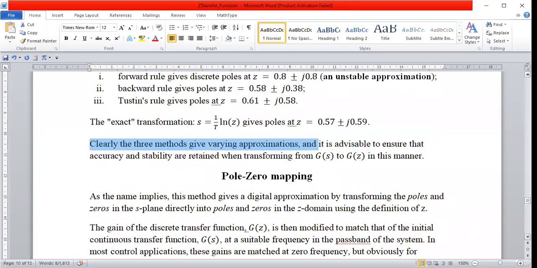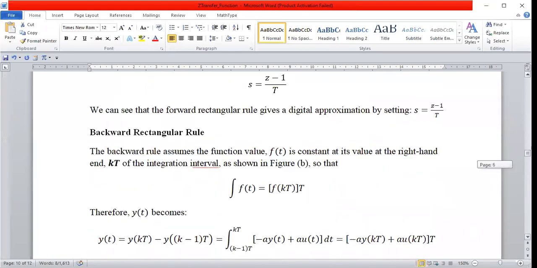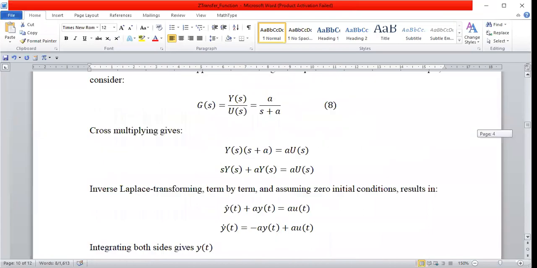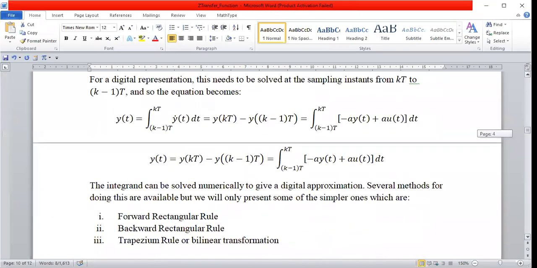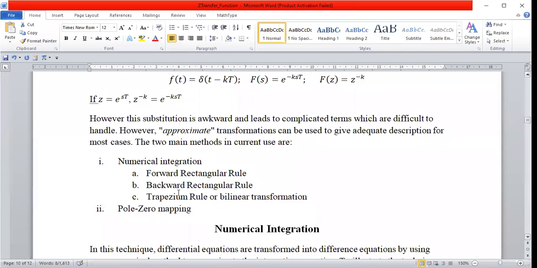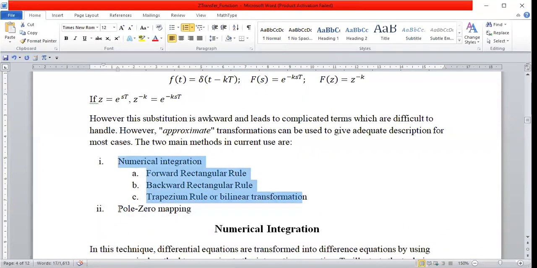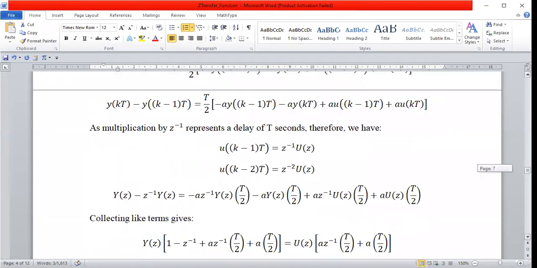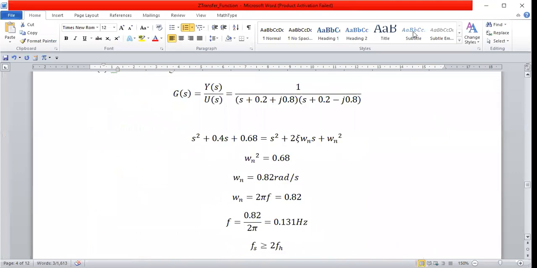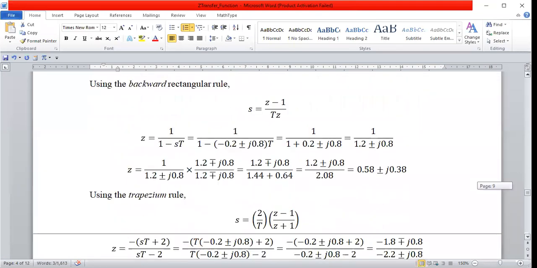Then another method you can use: when we started discrete approximations, I said that you can use numerical integration, which is this, and you can use pole zero mapping. The pole zero mapping is very easy. Zoom is telling me I have 8 minutes, so I'll just rush through it.